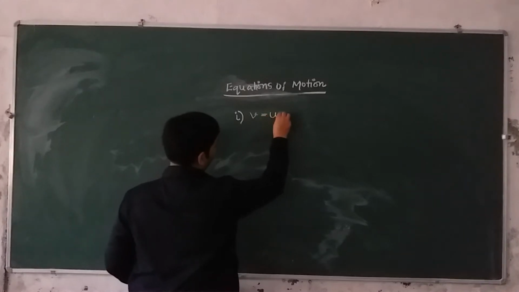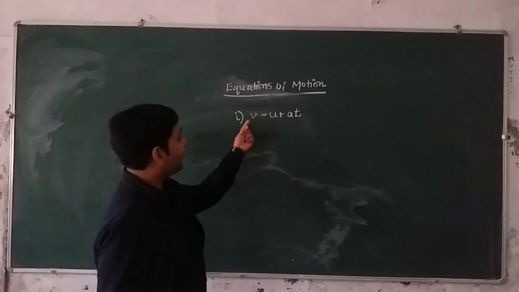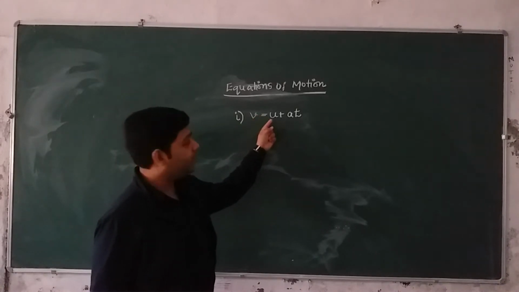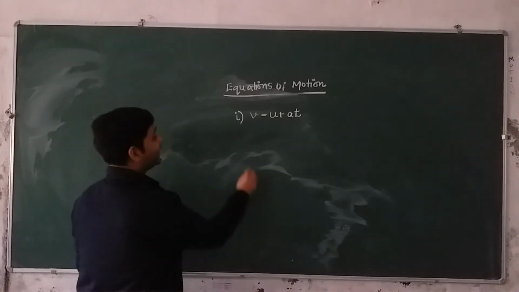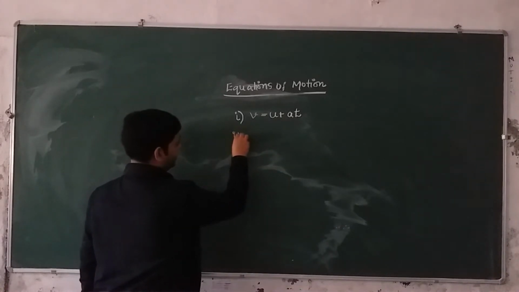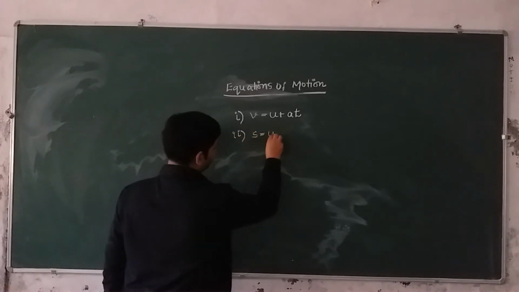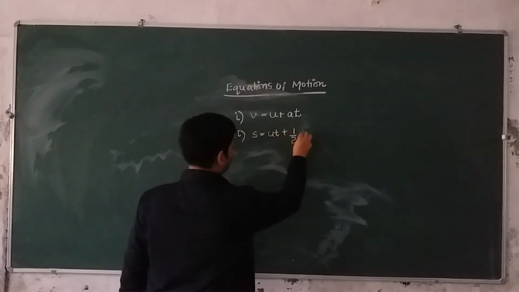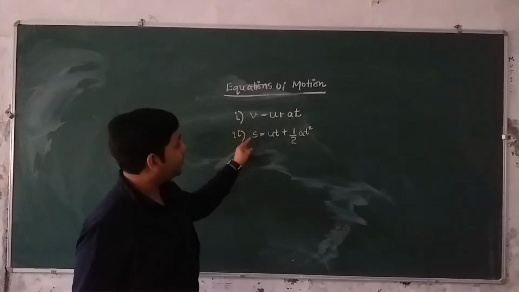v = u + at, where v is the final velocity of the body, u is the initial velocity of the body, a is the acceleration of the body, and t is the time taken by the body. The second equation of motion is s = ut + (1/2)at², where s is the displacement of the body.